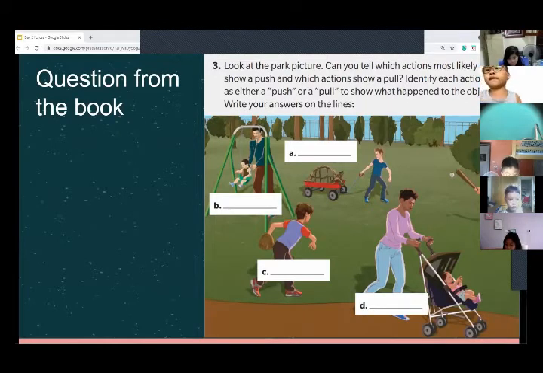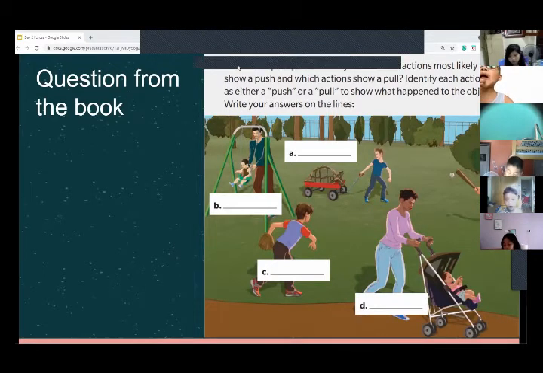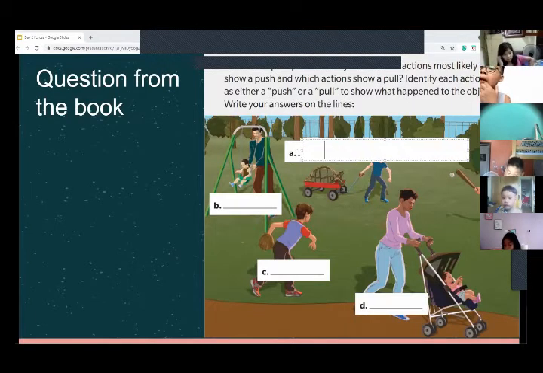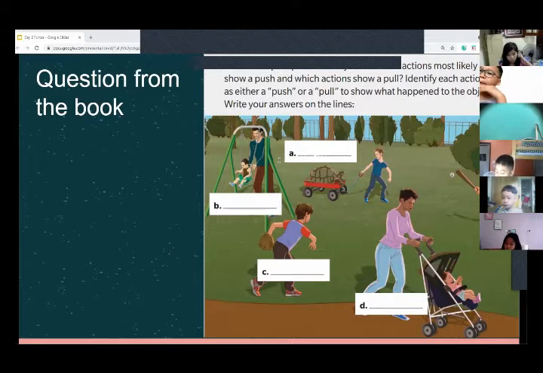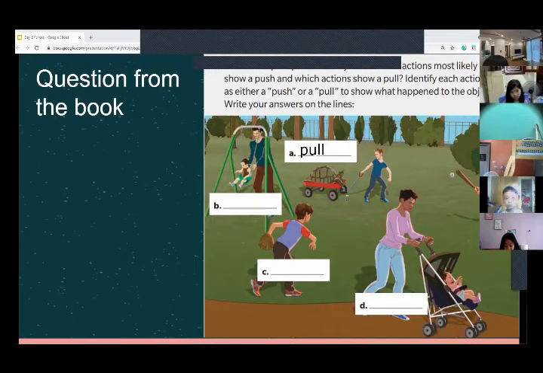Casper, can you choose a letter for me and tell me if it's a push or a pull? A. And is this a push or a pull? Pull. Okay, you are correct. He is pulling a wagon. So we have the word pull. So A is pull.